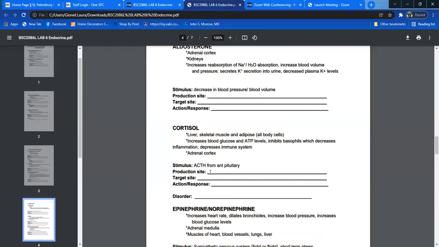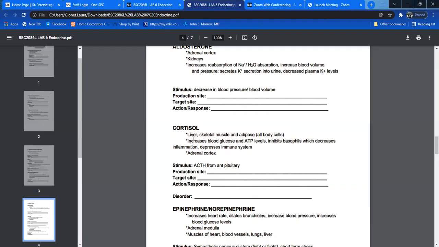Well, the production site is the adrenal cortex. Its target is liver, skeletal muscle, adipose, really all body cells. And its response is going to be very similar to epinephrine and norepinephrine, because those hormones have similar physiological effects, or ways of preparing the body physiologically for fight or flight. Essentially, when you are secreting a lot of cortisol, you're in a prolonged state of sympathetic stimulation, that fight or flight, maybe not full bore like with a lot of epinephrine and norepinephrine, but it maintains that level.